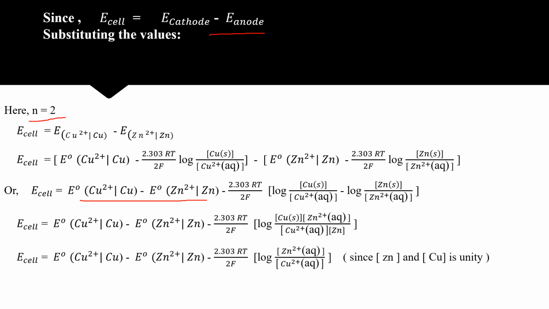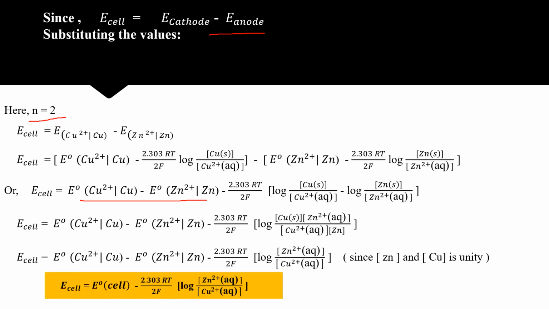Since the concentration of a metal is unity, as we have already considered, here also the concentration of zinc and the concentration of copper is taken as unity. So the final equation is E of cell equal to E naught of copper minus E naught of zinc, the standard electrode potentials of copper and zinc, minus 2.303 RT upon 2F into log concentration of zinc ion divided by concentration of copper ions.